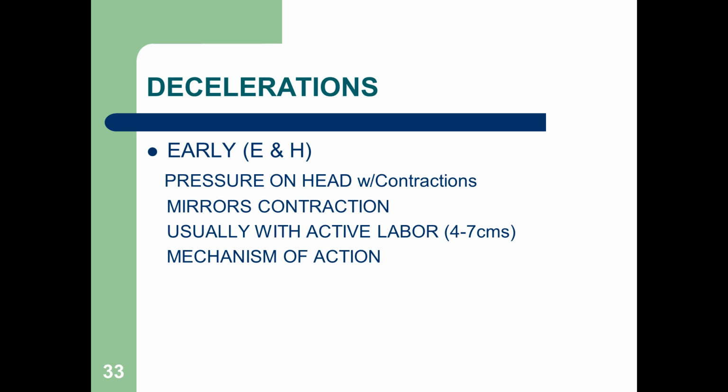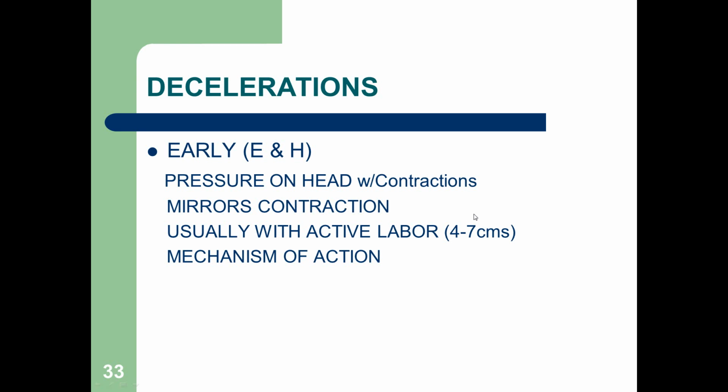Early decels are usually associated with head compression, so E equals H. Accelerations are okay. We want to see the heart rate accelerate from the baseline. L stands for late decels, and that's usually due to placental insufficiency. So L equals P. So you've got VEAL CHOP. If you write that down and keep that in your memory banks, that'll help you to remember the causes of the decelerations, okay?